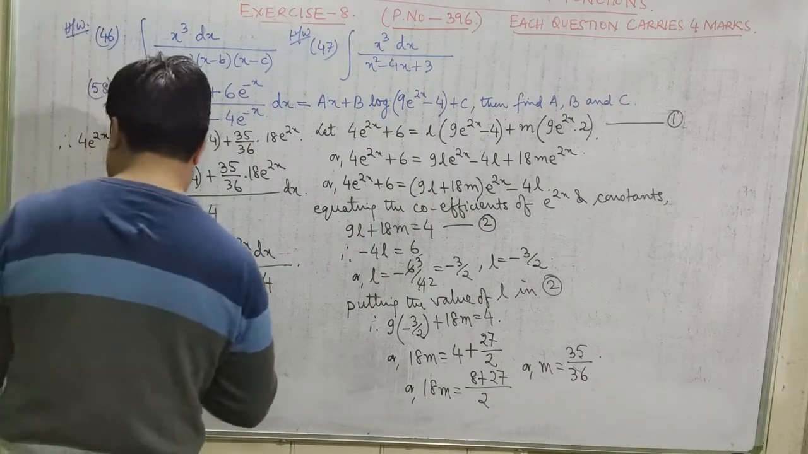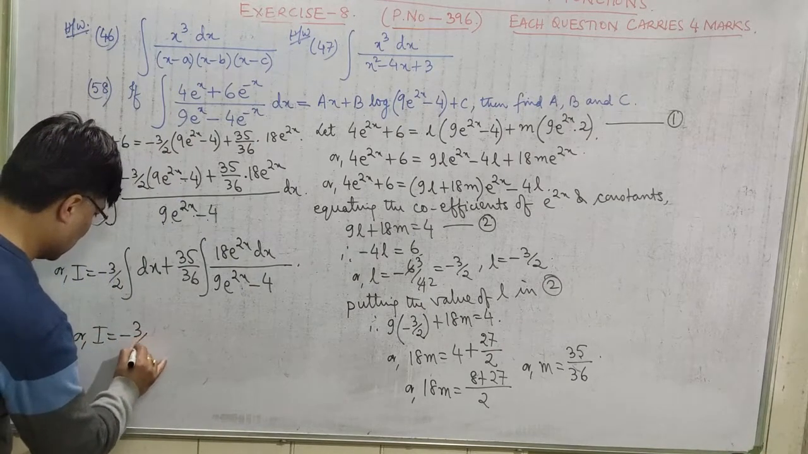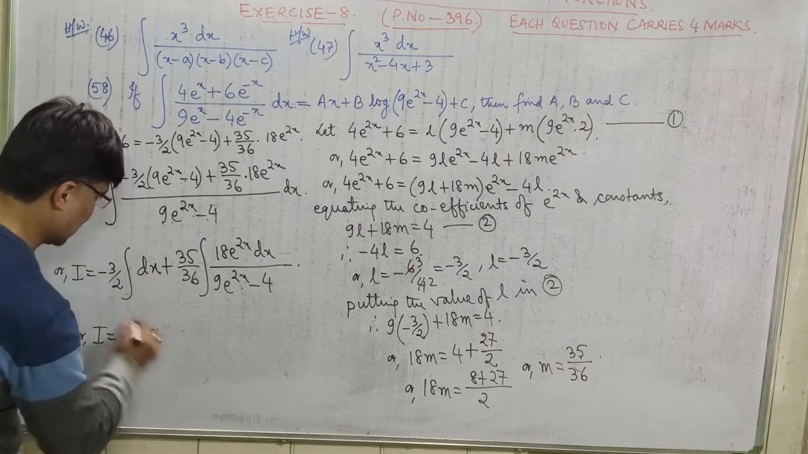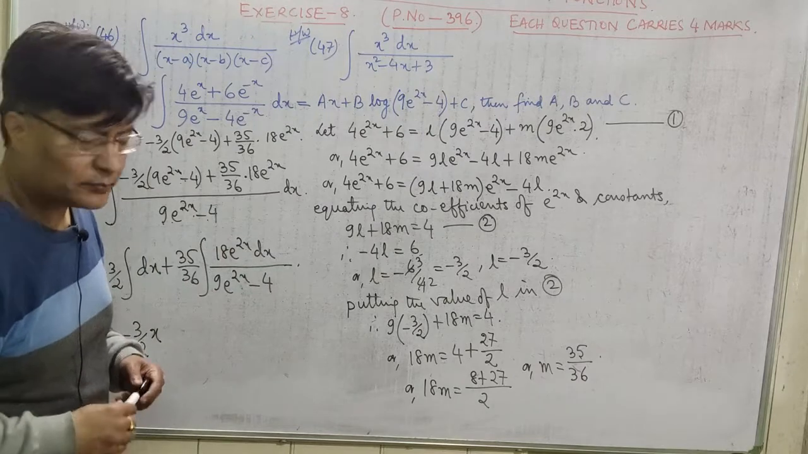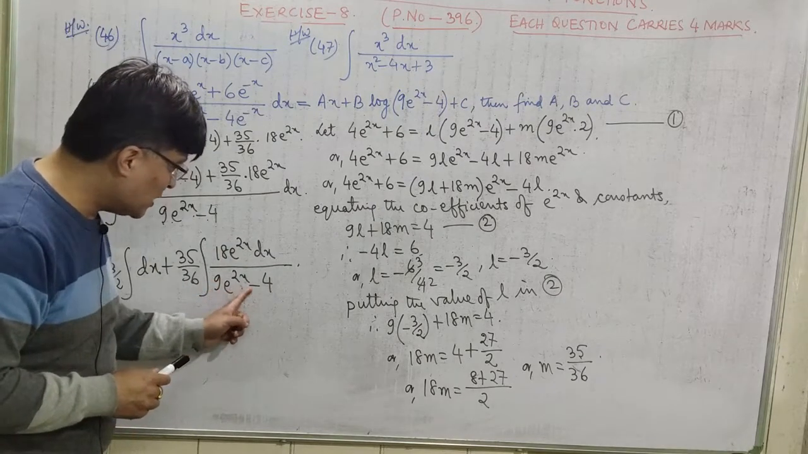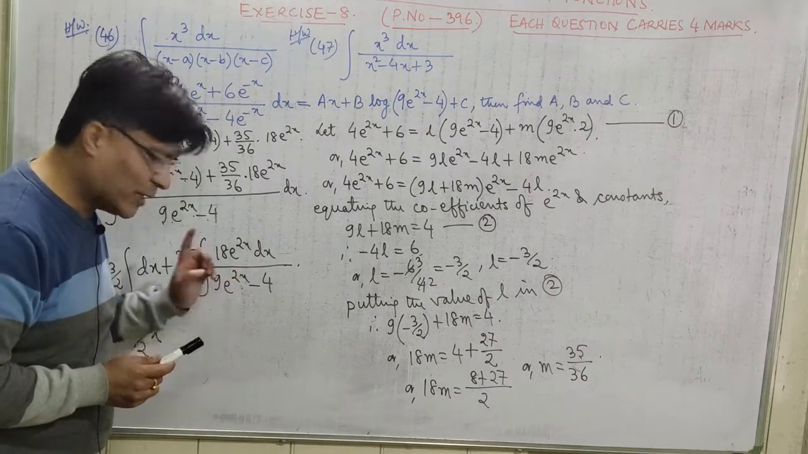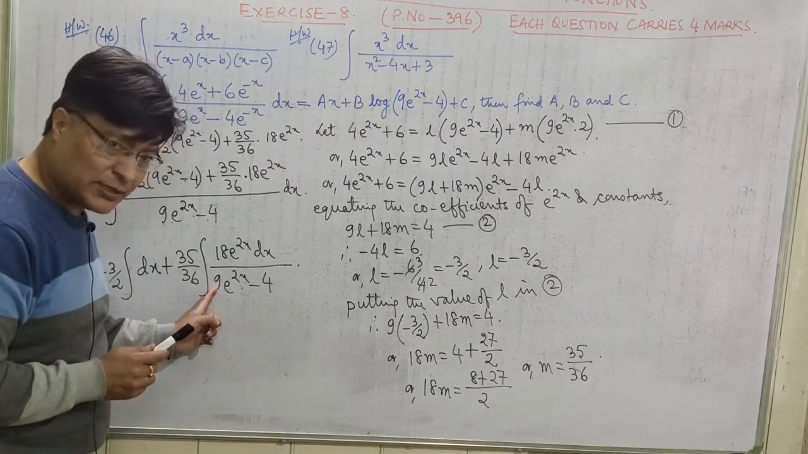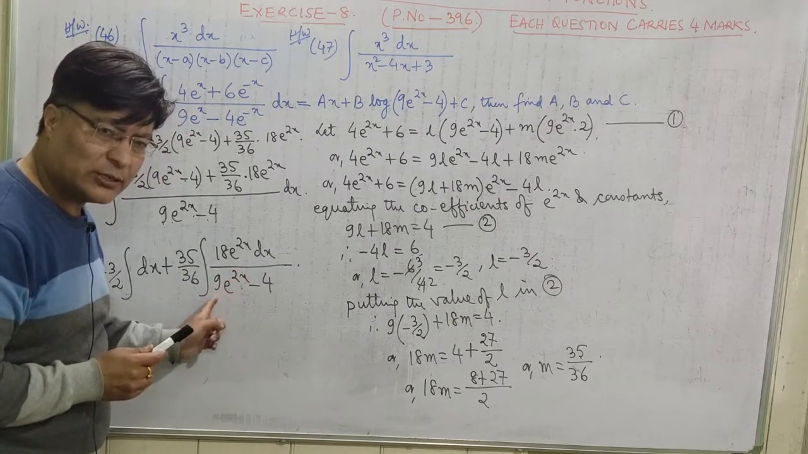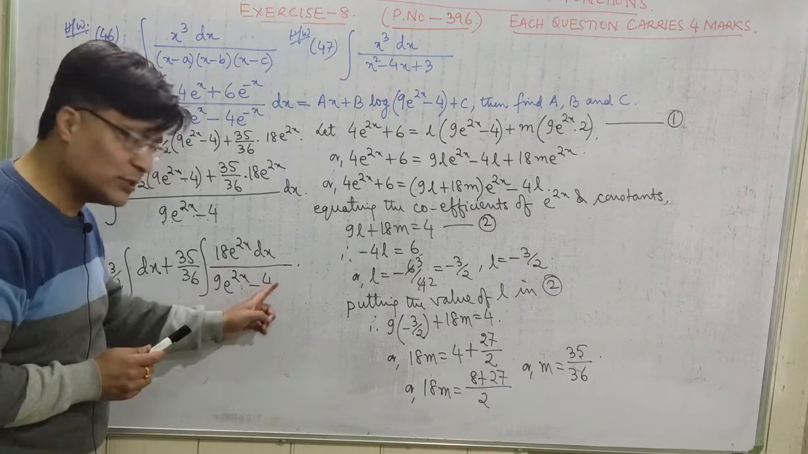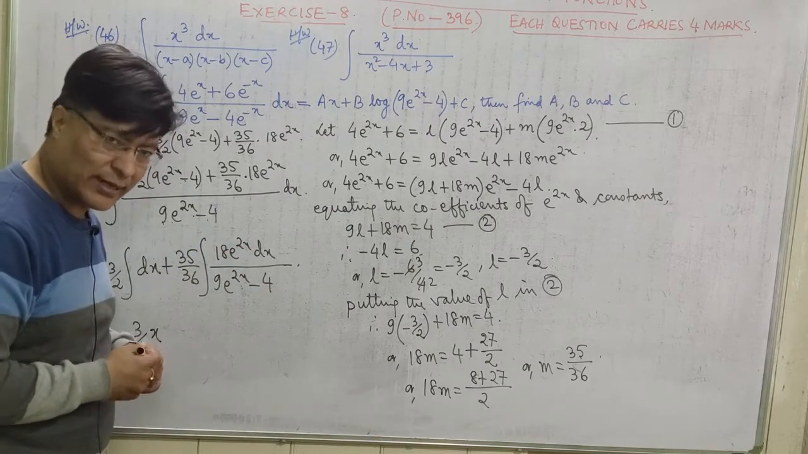Or I is equal to minus 3 by 2 into, what is the integral of dx? This is x. Okay, so how can you evaluate this integration? If you differentiate the denominator, we are getting the numerator, isn't it? If you differentiate 9 e to the power 2x, what do we get? 9 remains the same, it is a constant. What is the differentiation of e to the power 2x? e to the power 2x into 2, that is 18 e to the power 2x. And for minus 4, its differentiation is 0. That means we are getting the numerator 18 e to the power 2x, right?